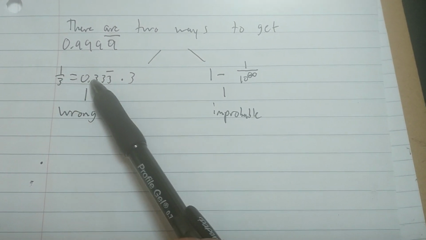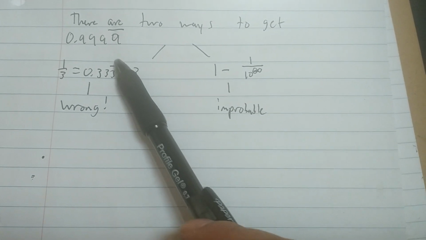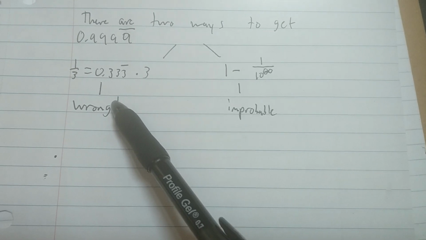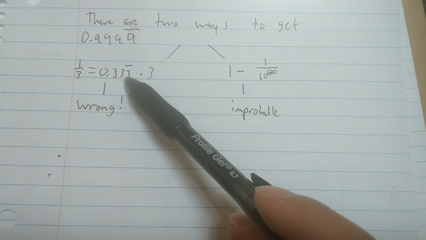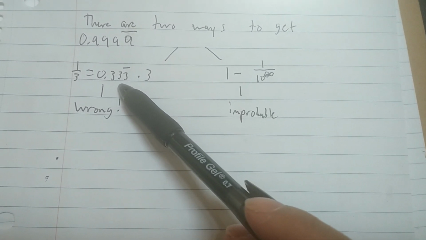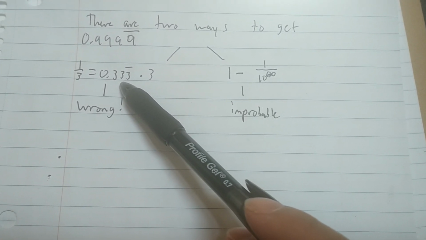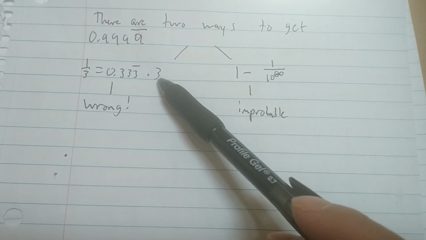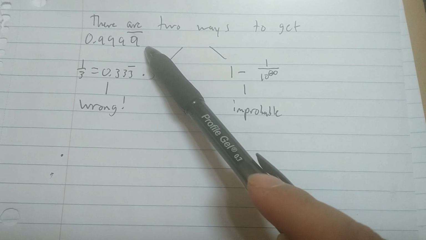So you see there was a conversion and then a multiplication of the product of this conversion, but this is wrong because 0.333 to infinity has not finished. It's incomplete and it needs to finish in order to go into the next operation, which would be to multiply it by 3 to get 0.999 to infinity.